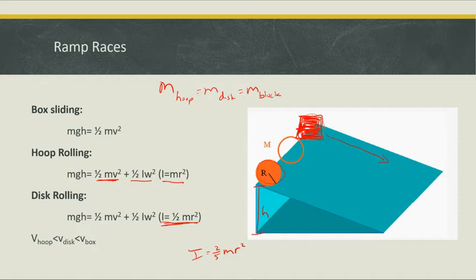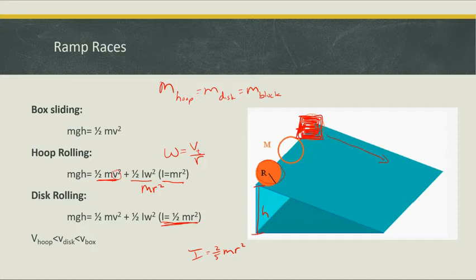But in the end, for the hoop, our I is mr squared, and our omega is equal to our translational velocity divided by our radius. And this is our translational velocity as well. So we end up having 1/2 mv squared plus 1/2 mr squared v squared over r squared. And we're going to look at a sample problem dealing with this in a little bit.